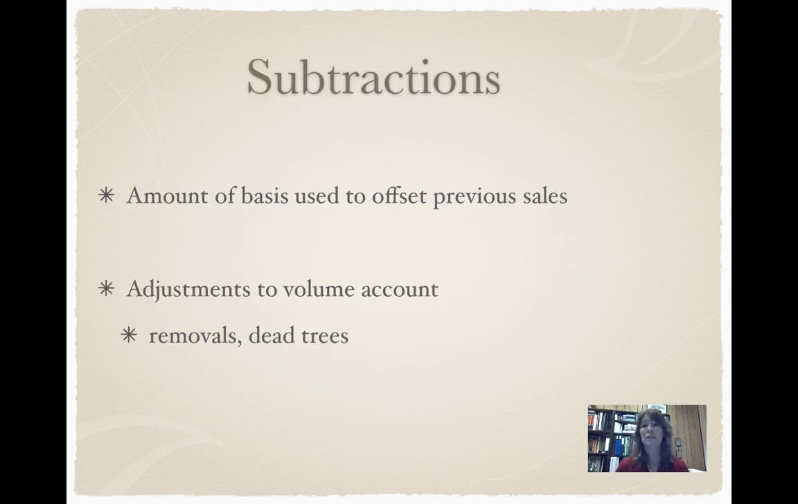We also have subtractions to the basis account. This is usually the amount of basis used to offset a previous sale. So if you have a thinning that removes, say, 20% of the volume that is out on the stand, you're going to use 20% of the basis dollars to offset that sale. So what you'll have to do is go into that basis account and remove those dollars that you actually used to offset the sale. We'll also see adjustments to the volume part of the account.